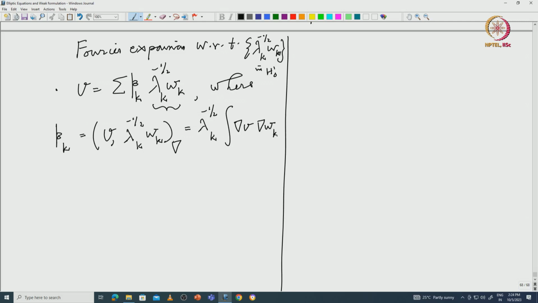So you see now Wk is an eigenvector. So this is nothing but lambda k power minus half, and this will be lambda k Wk. So lambda k V Wk. So you see, because it is an eigenvector, that's the equation you get. So you get lambda k power half V Wk is nothing but your alpha k. You just see that.